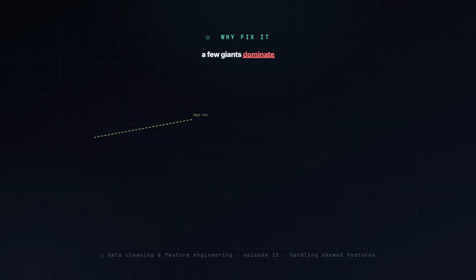Why fix it? Some models, linear ones especially, behave best when inputs are roughly balanced. A few giant values can dominate distances and coefficients. So we squash the tail without throwing away order.